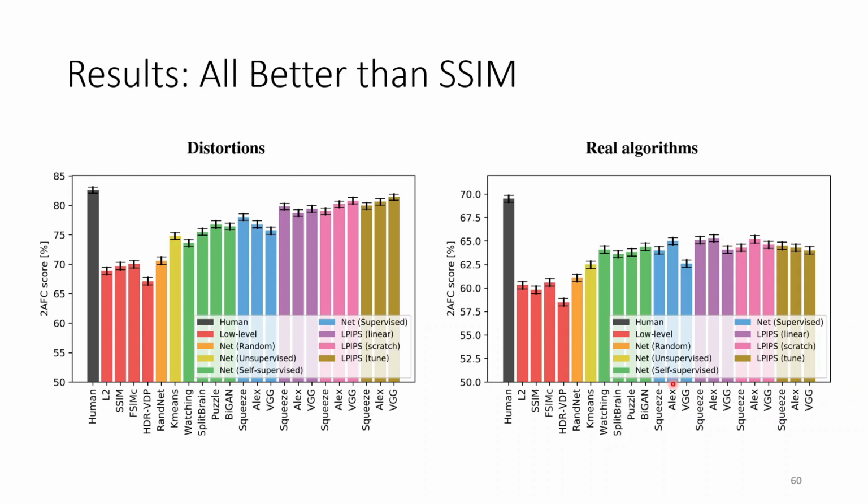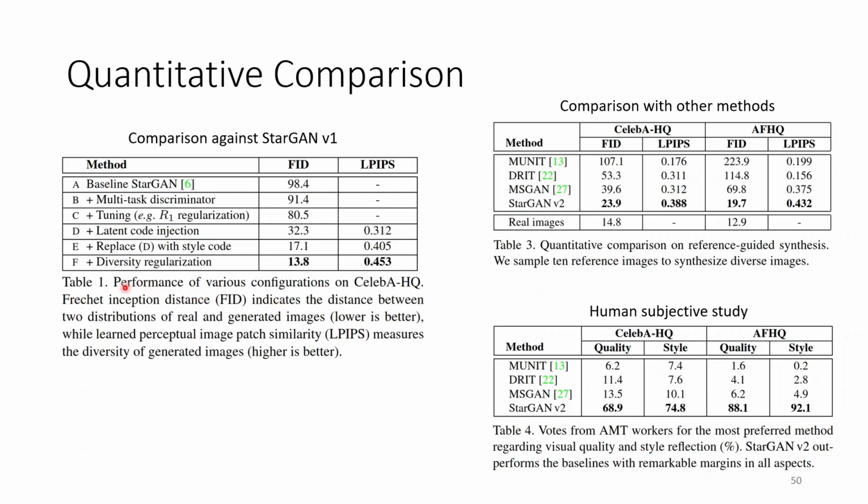Alright, so as far as I know, for example, for StyleGAN v2, they add a regularization. They add the diversity regularization, right? So that they increase the LPIPS values. And they also replace D with the style code. So this is another approach to increase the LPIPS value.